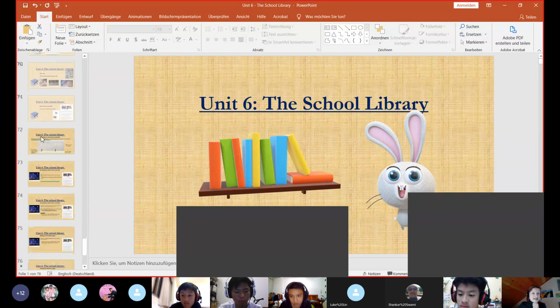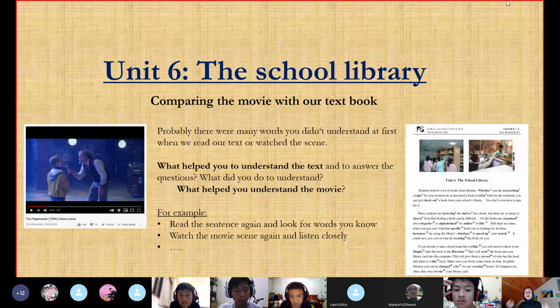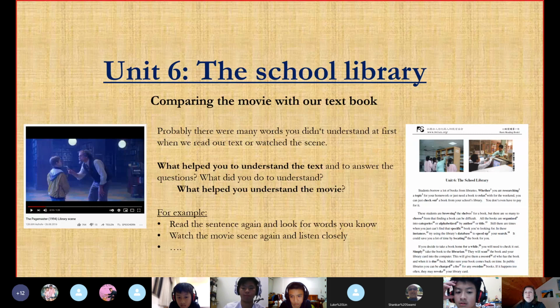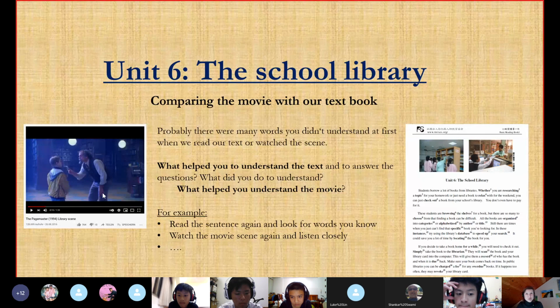So now here, where is the right slide? Okay. So now that we have remembered our words, I would like to think with you about what helped you understand our text and our movie. Because there were many, many new words that probably made it hard at first for you to understand. Okay, but in the end, you could read our text and you could understand our scene. And you could even write about what will happen next. Okay, so how did you do that?